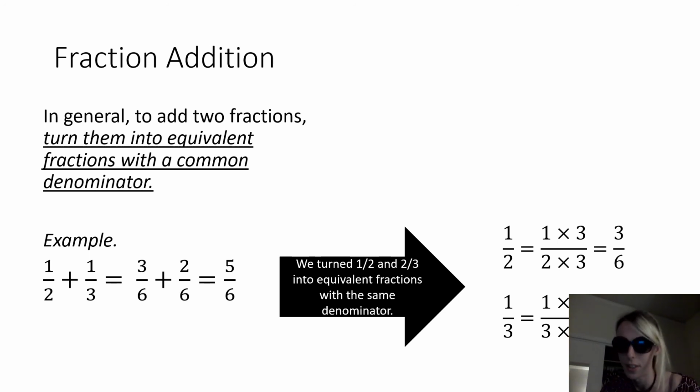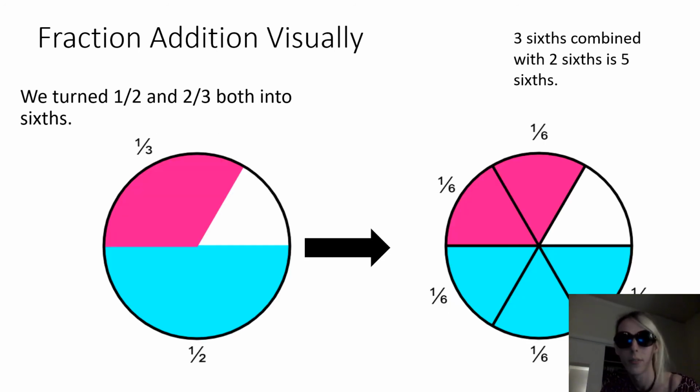There's an illustration of that in writing. And I think the visual way of seeing it is really great. We want to add the half in blue plus the third in purple. How do we do that? Well, we turn both into sixths. 1/2 is equivalent to 3/6. We saw that numerically, and now we're seeing it with this pizza diagram. And now 1/3 is equal to 2/6.